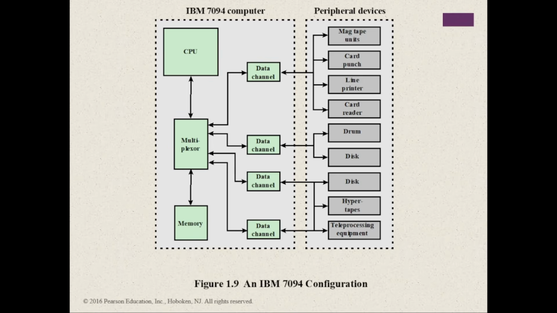Another new feature of this second generation computer is the multiplexor, which is the central termination point for data channels, the CPU and memory. The multiplexer schedules access to the memory from the CPU and data channels, allowing these devices to act independently. So we are finished with the second generation. Next, we have the third generation.